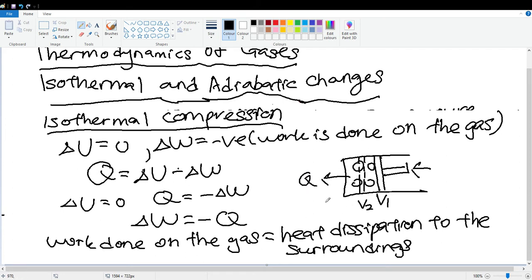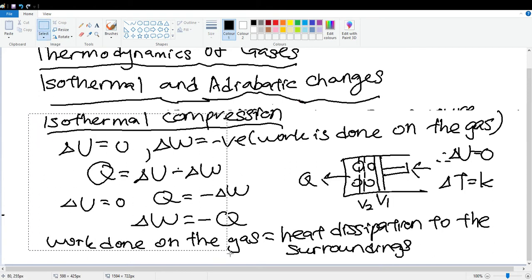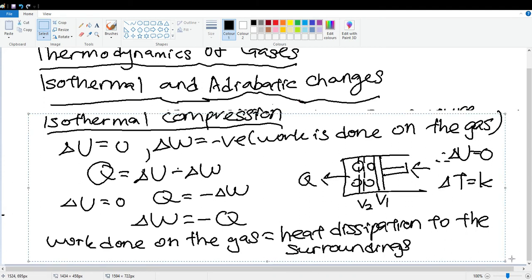So hence the change in internal energy of the gas is 0, and I can conclude that the temperature of the system remains constant. So this is what we call the isothermal compression process. Alright, so we have done both of the processes for the isothermal process.